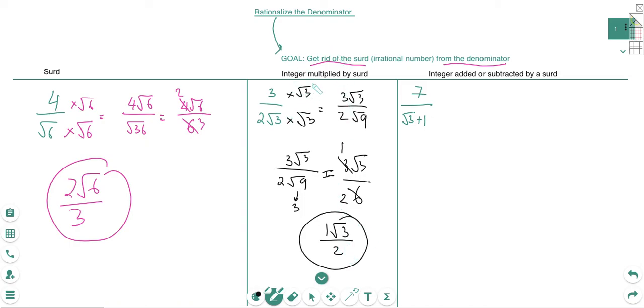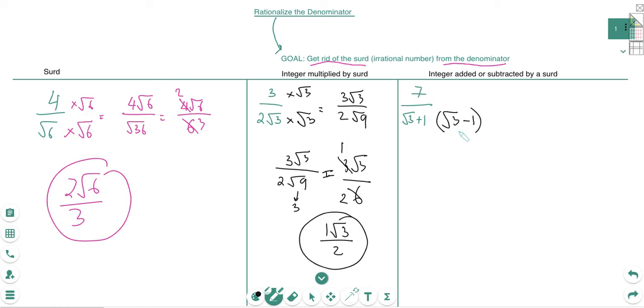The final kind of rationalization problem is when there's a surd being added or subtracted by a number. What we do here, guys, is we're going to multiply both sides by root 3, but if it's plus 1, it'll be minus 1. We're doing the opposite. If it's plus 1, it'll be minus 1. And if it was root 3 minus 1, we'll do root 3 plus 1. So just the inverse. Okay?